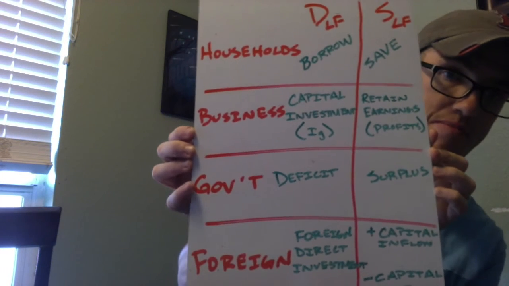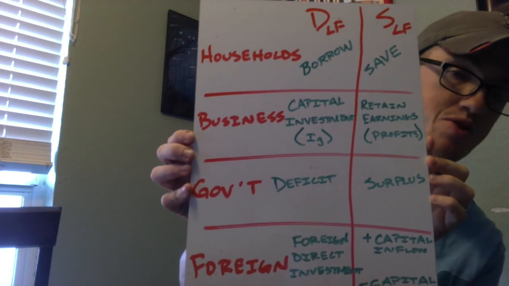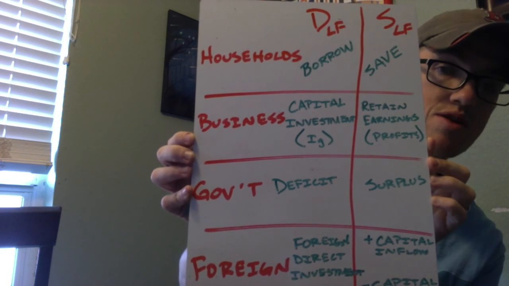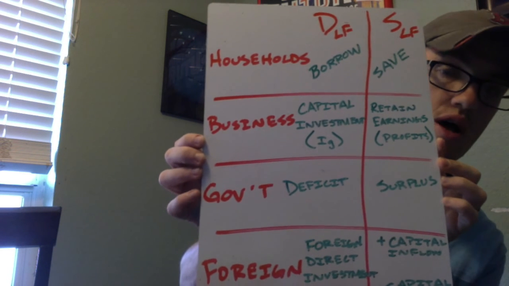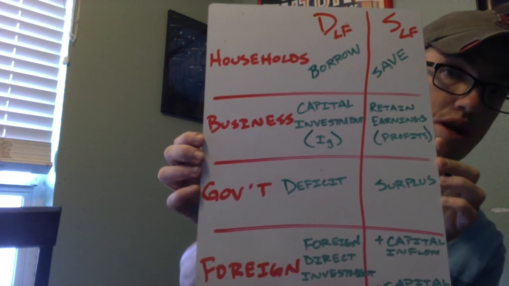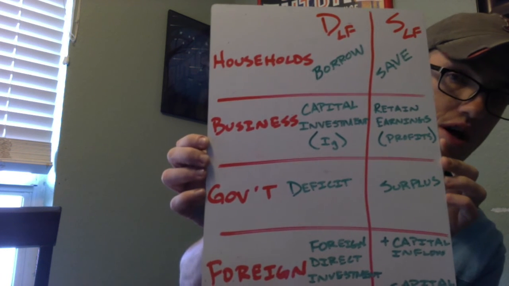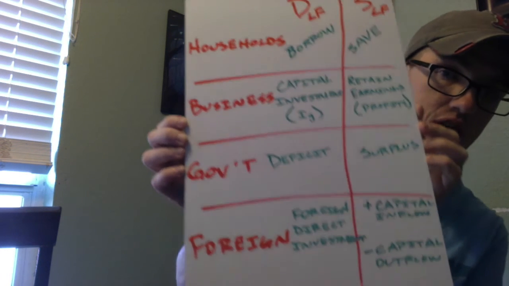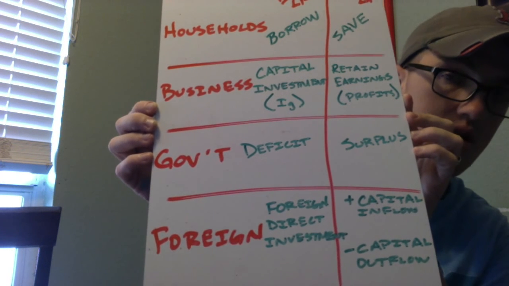The government can borrow money. They do this when they have a deficit. They have spent too much, and so they have to take out a loan or sell bonds. But either way, they're borrowing money, and so they're demanding loanable funds. If they have a surplus, in that rare case, they can save money, and that would increase savings as well.